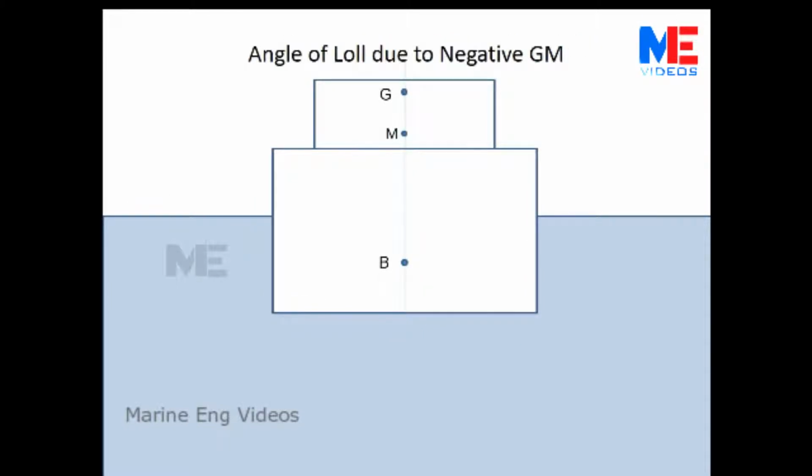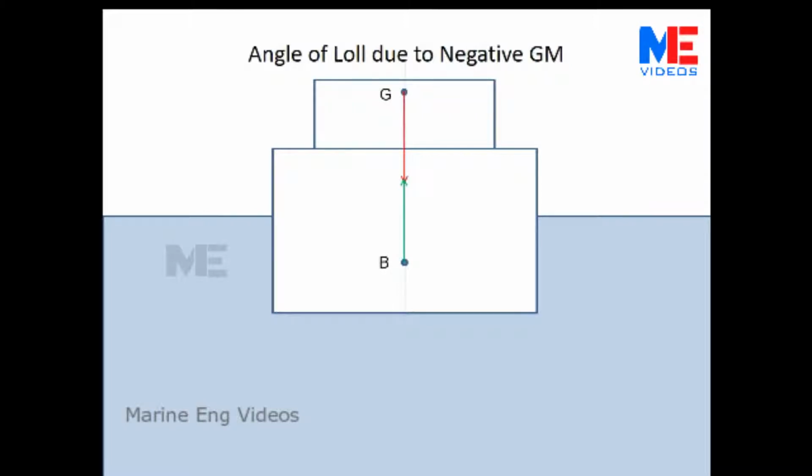Now what we're going to do is look at loll. You can see right off the bat that with list we had G below M, but with loll, G is above M. This is negative GM. This is dangerous. We're going to look at that now. So there's our force of gravity working down, our force of buoyancy working up. I just removed M from the picture again just to simplify the animation.